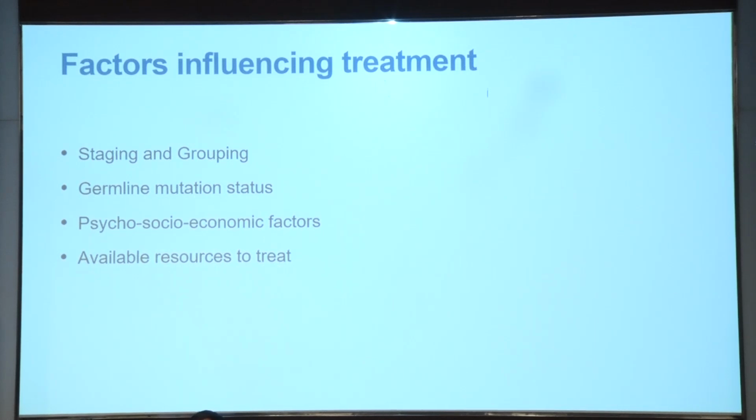And then when the patient comes in, there are a lot of factors which we need to take into consideration, which will influence our treatment. Most important are staging, proper staging and grouping. Number two is the germline mutation, if the patient has a hereditary tendency or not. And then the socio-economic factors, the background from where the patient is coming from. And then whatever best resources we have at hand to treat. So all these factors we need to keep in mind when we are deciding about treatment for any particular patient of retinoblastoma.